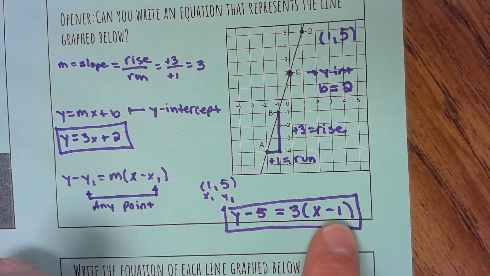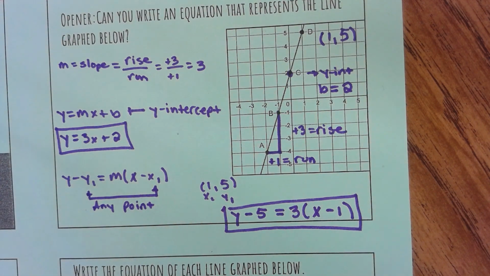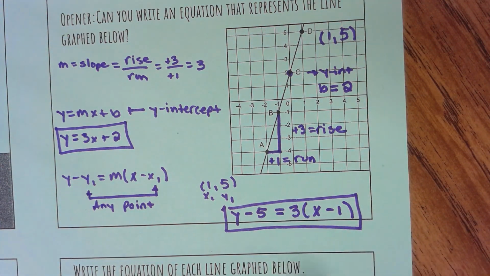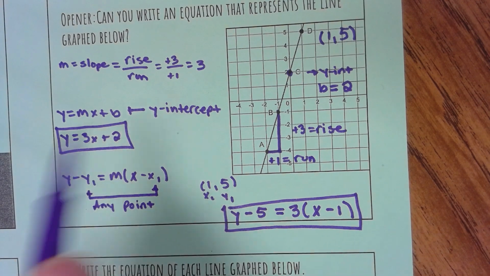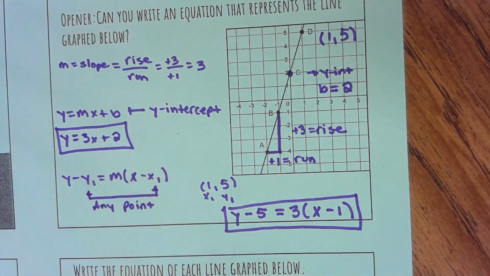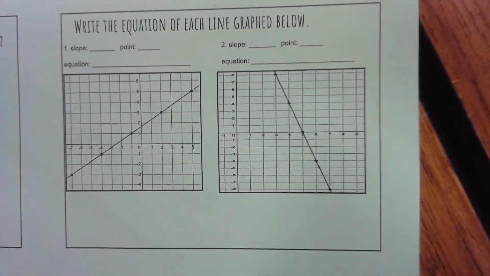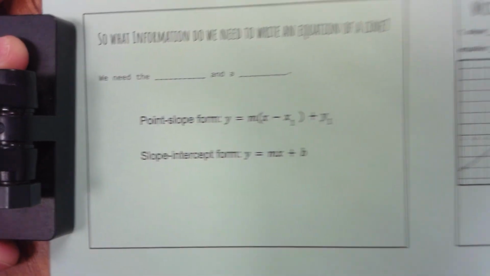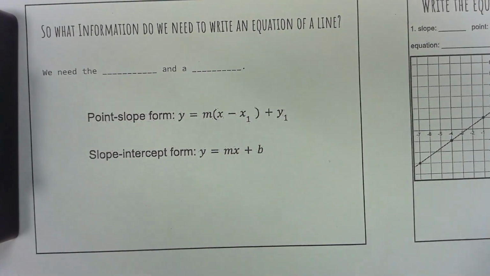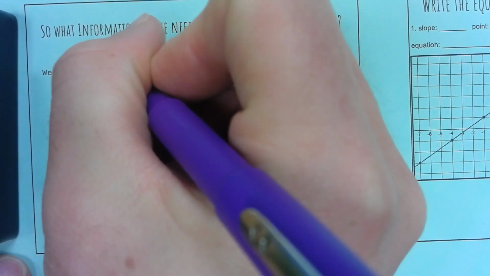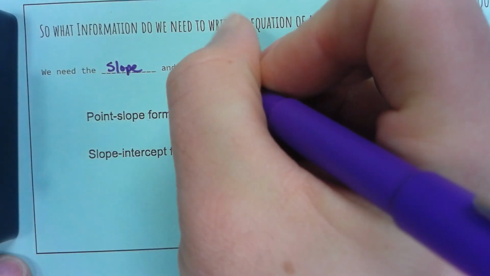Okay, so with this lesson today, we're going to mostly focus on the point slope form, but know that slope intercept is also a way that we can write the equation if we can clearly identify the y-intercept. Okay, well, I basically outlined everything we need for this next slide, where it says, so what information do we need to write the equation of a line? We need the slope and a point.